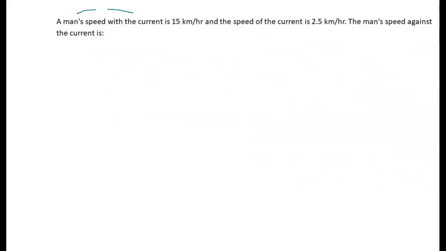A man's speed with the current. With the current means along the stream speed. Along the stream speed, now it's called what? Downstream. The movement of the water and the movement of the boat, the boat goes along with the water's movement. So that is called downstream, which is 15. Speed of the current is 2.5. The speed of the water's current is 2.5. Speed of the stream is 2.5.